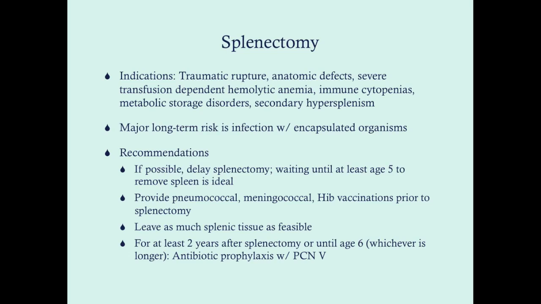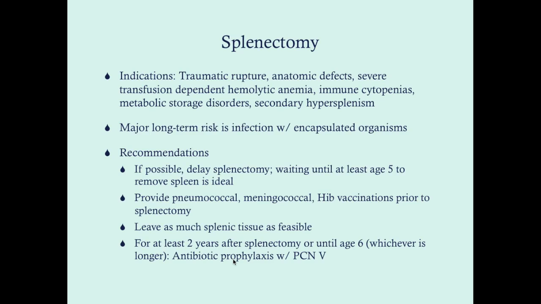So how long do they need to be on antibiotic prophylaxis? The recommendations are at least 2 years or until age 6, whichever is longer. So let's say they had their spleen taken out at age 8, they're going to be on antibiotic prophylaxis until they're 10. If they had their spleen taken out when they were 2, they're going to be on antibiotic prophylaxis until they're 6. So whichever is longer.